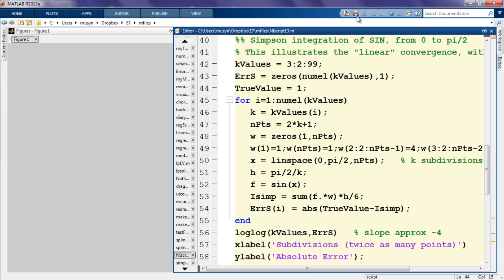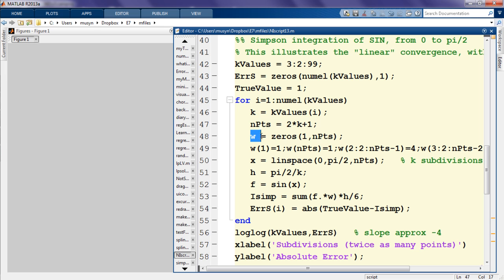Here we are in MATLAB. We'll follow the same procedure that we did for the trapezoid example. The number of subdivisions will vary from 3 to 99. We'll bookkeep the error. We'll be able to know the error because we do know in this example what the true value of the integral is. As we loop through all the possible subdivision values, we take on a subdivision. Remember, for Simpson's, the number of evaluation points is 2 times the number of subdivisions plus 1.